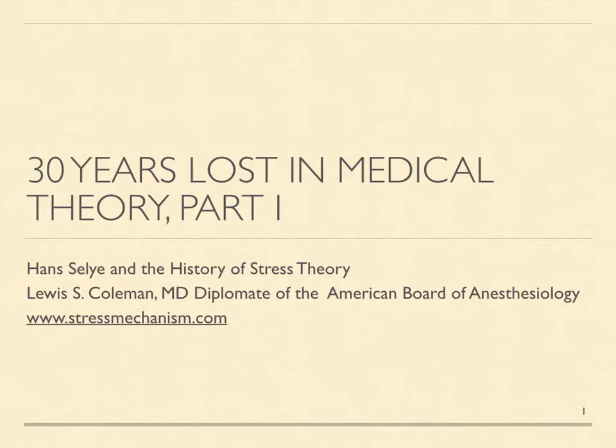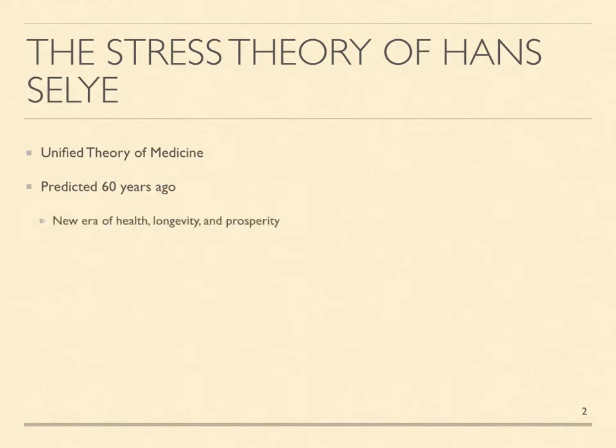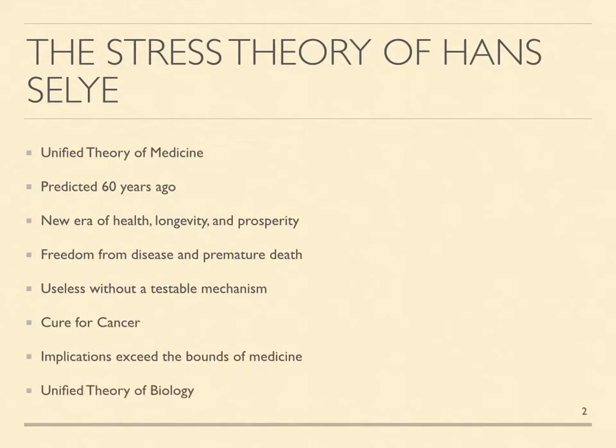Welcome to the first of a series of slideshows that will explain exciting recent developments in stress theory that promise revolutionary advances in medicine and biology. The recently discovered mammalian stress mechanism enables the unified theory of medicine that was postulated by Selye more than 60 years ago. Selye's revolutionary theory has always promised a new era of health, longevity, prosperity, and freedom from the eternal scourge of disease and premature death. But until now, it was useless without a testable mechanism that explains how it works.